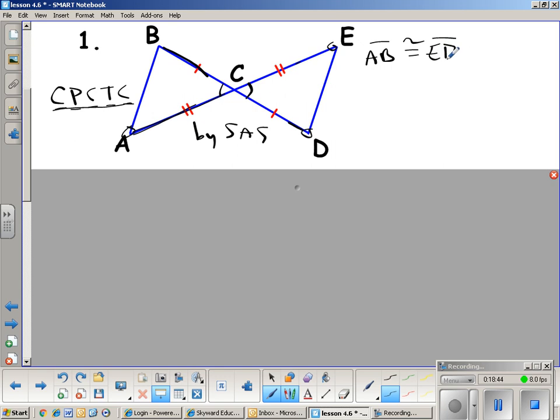So if I mark that, so I don't come back and do it again, go ahead, Hunter, you've not had a chance to answer today. What's another one that's true? Angle A is congruent to angle E. Nice. Angle A congruent to angle E.